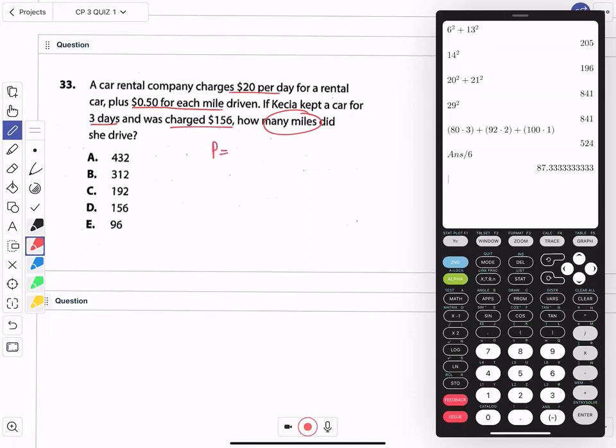So we have the price. So the price of the car is $20 a day. So 20 times D in number of days added with the number of miles added onto it. So 50 cents times each mile. So we actually know how much she paid, which is $156. And then she spent 3 days driving. And then we need to figure out how many miles. So now I've created an algebraic problem. So I'm going to try to solve for M, or miles.